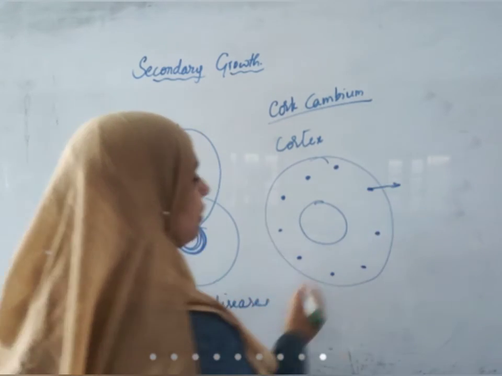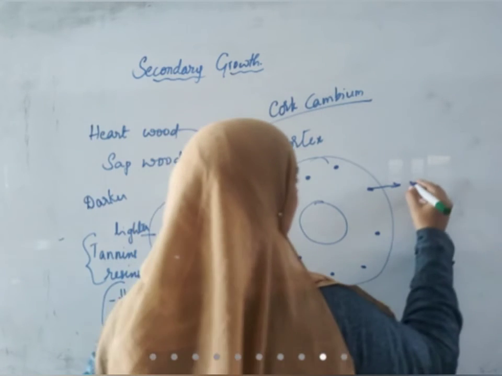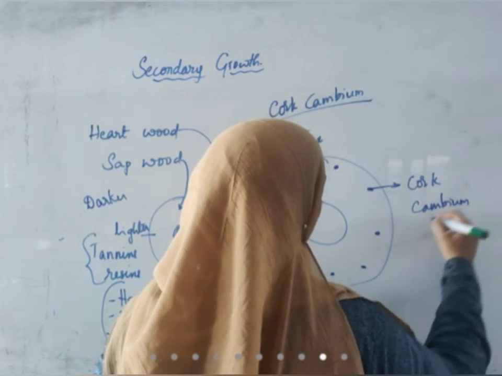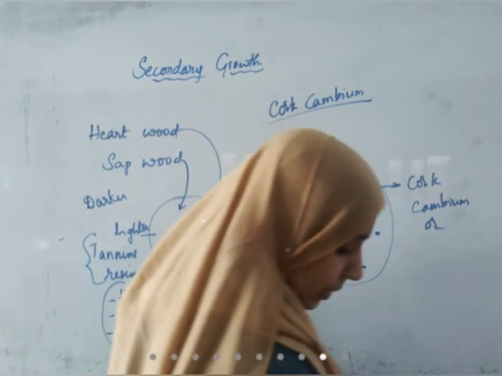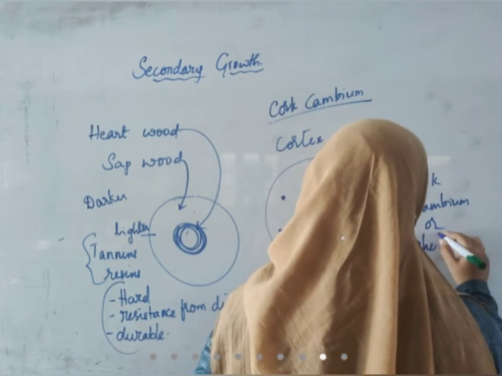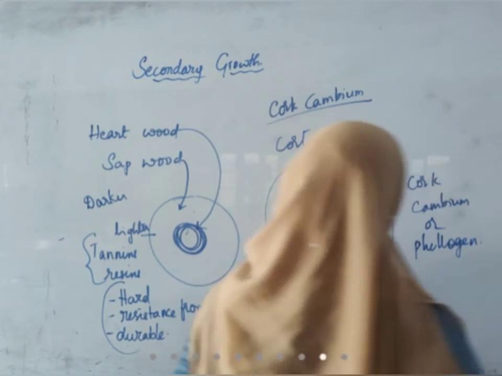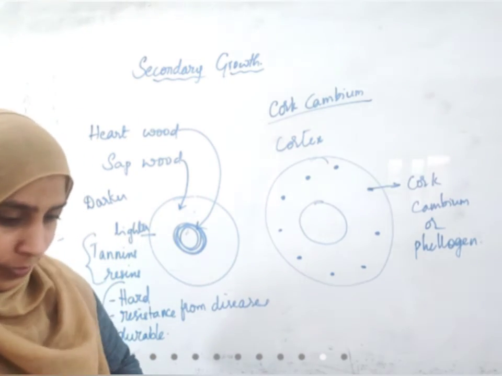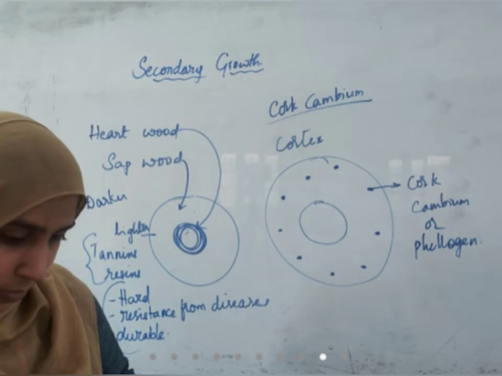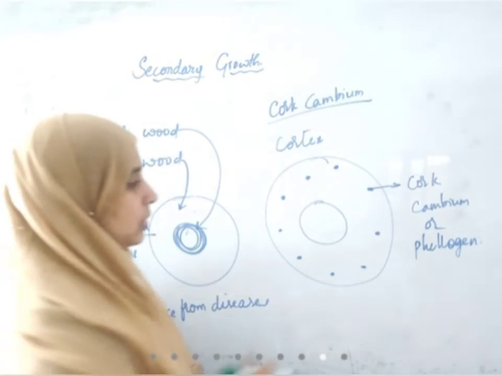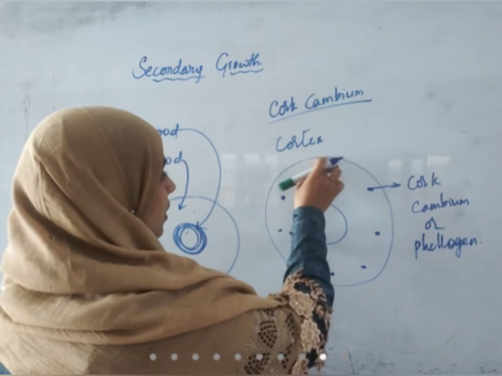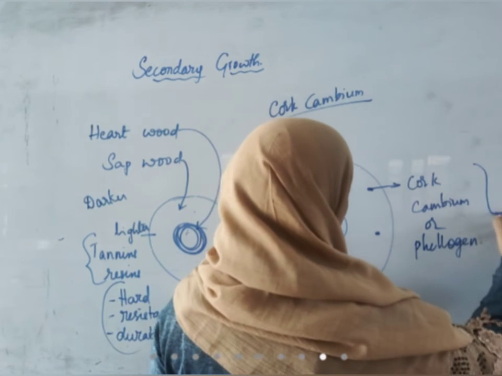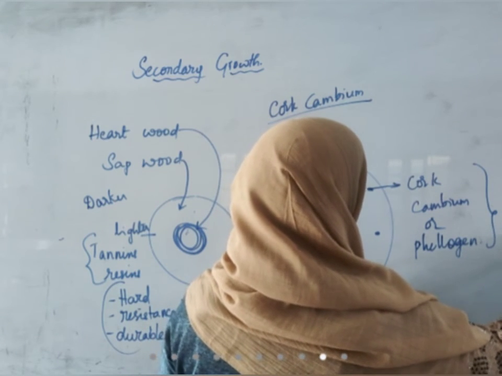This cambium which develops in the cortex is called cork cambium. Cork cambium is also called phellogen. So it helps in repair of damaged parts. It helps to seal the outer wounds. And finally, this phellogen, the cork cambium, develops to form bark, the outermost bark.